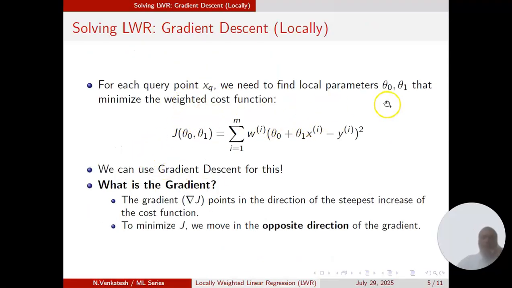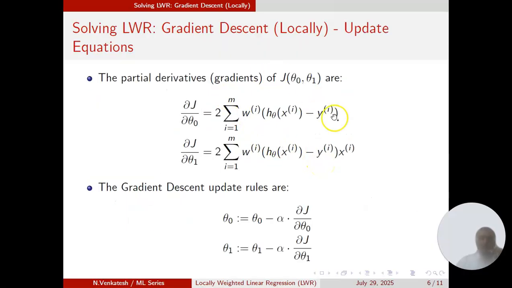Suppose we consider a simple linear regression, which has only two parameters. Then it will be written as the sum of (theta naught plus theta 1 xi minus yi) whole square into wi. We can also use gradient descent. First we calculate the gradient with respect to theta naught, and similarly the gradient with respect to theta 1, and we have to update the weights in the opposite direction of the gradient.